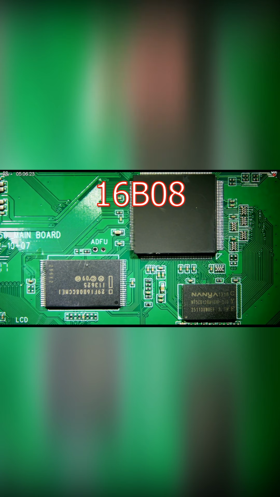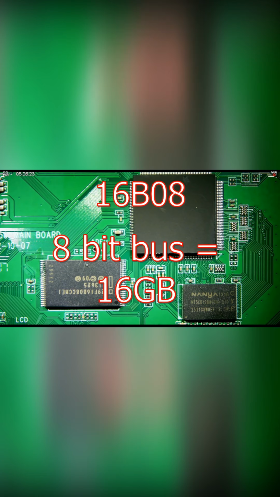The other chip is the NAND package. It's a generic 16 gigabit parallel NAND flash chip, and this is what houses the emulators, ROM, OS, etc. If you look at the part number again, you can see a pattern. The 16B08 part means that it's an 8-bit bus and that package is 16 gigabytes.